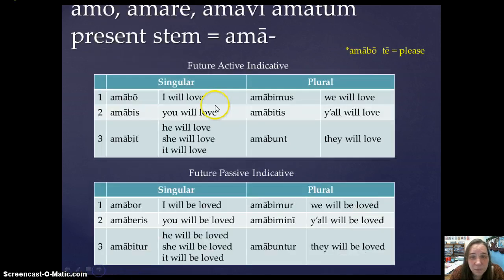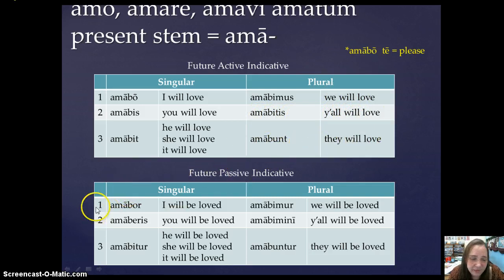Okay? So, with our paradigm verb, amo, amare, amavi, amatum, we take our second principal part and take off the -re. That gives us the present stem, ama-, and onto that we're going to add -bo, -bis, -bit, -bimus, -bitis, -bunt. So that leaves us with amabo, I will love. Amabis, you will love. Amabit, he or she or it will love. Amabimus, we will love. Amabitis, y'all will love. And amabunt, they will love.